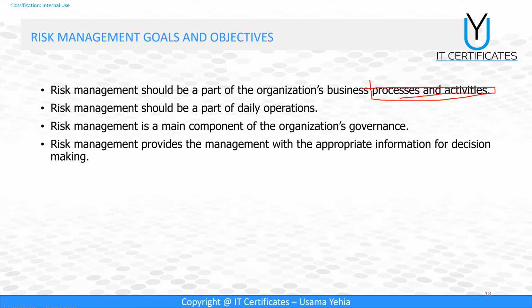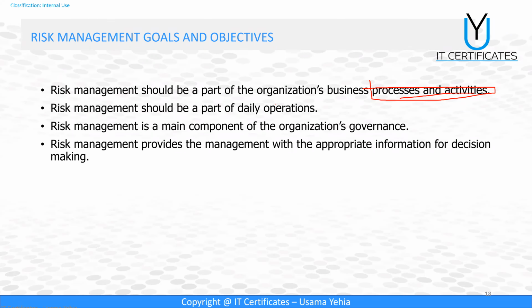Risk management provides very important information for the management for decision making. It is very important to understand that risk management provides the information required for the management to understand the current situation, to introduce a new process or activity, or to stop a process or activity. It depends upon the risk management results. This information is very important to help the management in decision making.